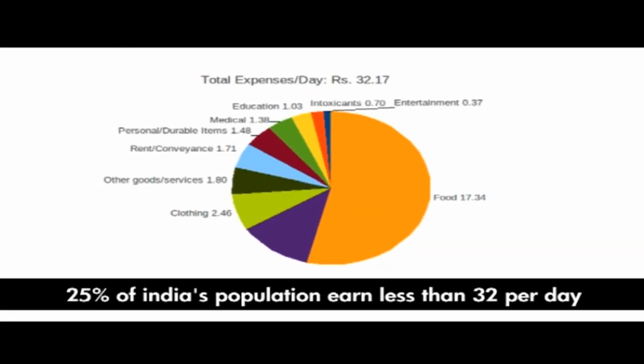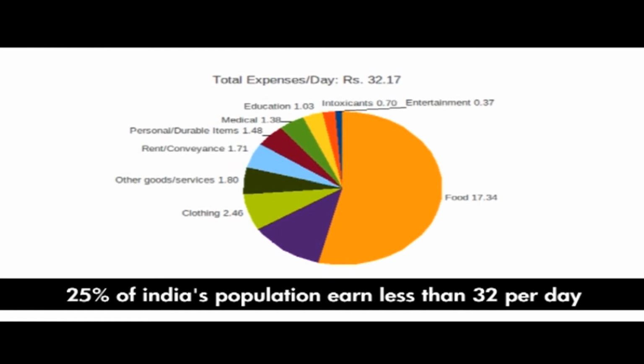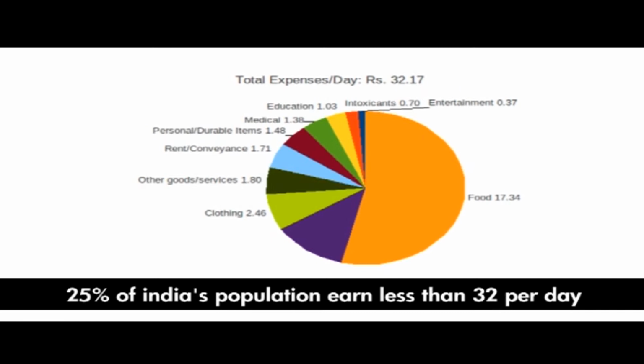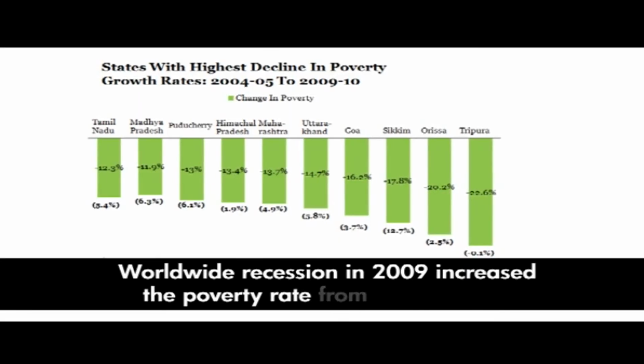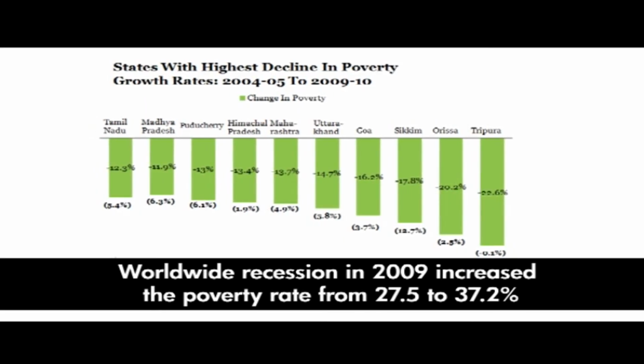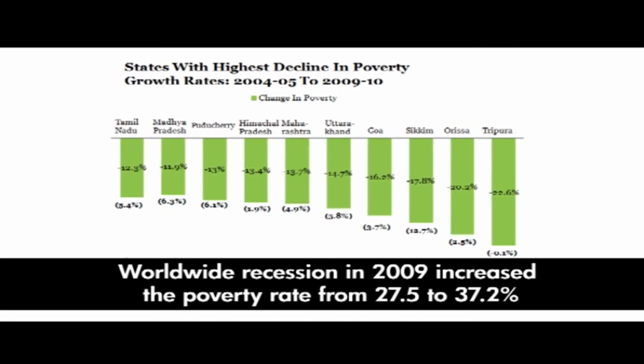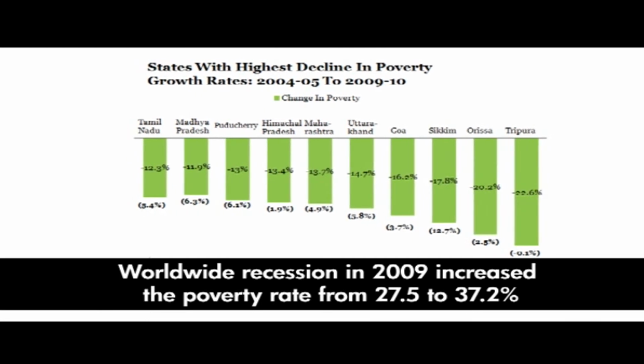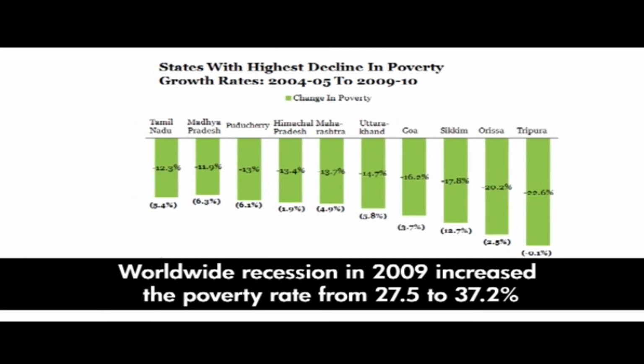The Indian economy has grown steadily over the last 2 decades, but its growth has been uneven when compared across social groups, economic groups, geographic regions, and rural and urban areas. 25% of the nation's population earns less than the government-specified poverty threshold of 32 rupees per day. The effects of the worldwide recession in 2009 have put 200 million more Indians into poverty than there were in 2004, increasing the effective poverty rate from 27.5 to 37.2.